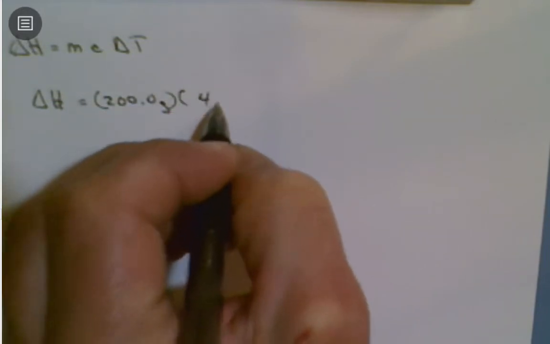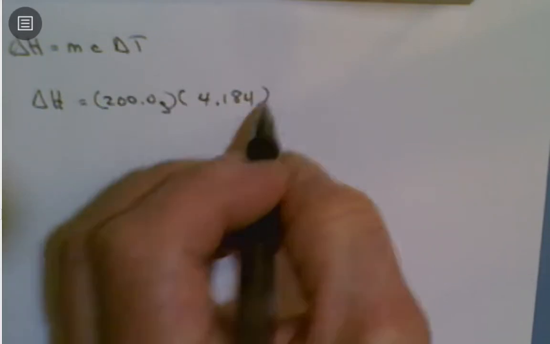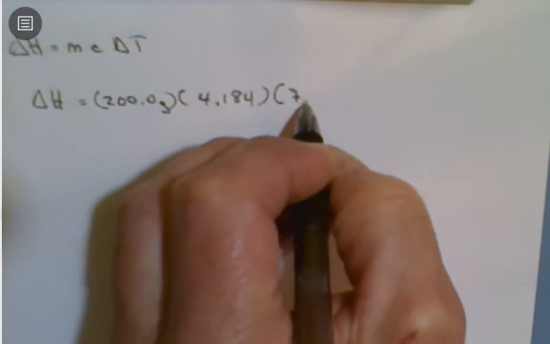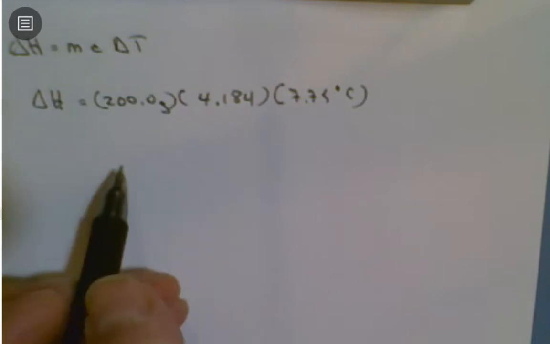Okay, so we're looking for the change in enthalpy, and we're going to use the mass of the solution, the specific heat of water, as well as the change in temperature. So my change in enthalpy is going to be equal to 200.0 grams. I got that because I have 100 grams of sodium hydroxide and 100 grams of water. I just add those two together. Times the specific heat of water, 4.184. And my delta T, when I calculated it, was 7.75 degrees C. So I'm going to multiply those through and come up with an answer.